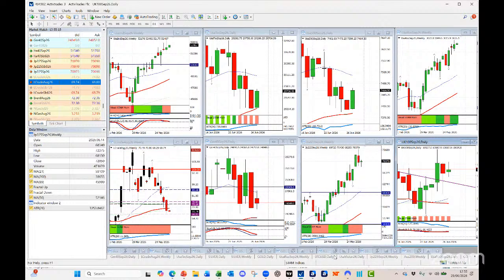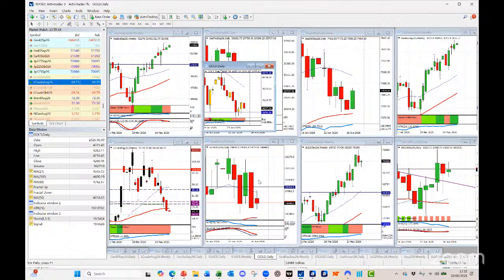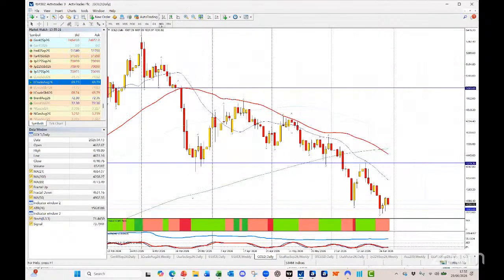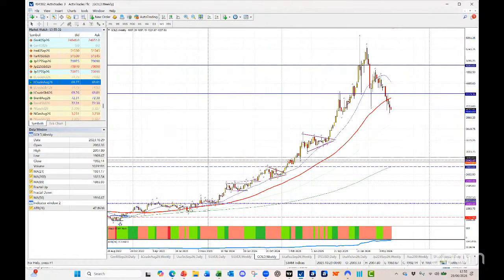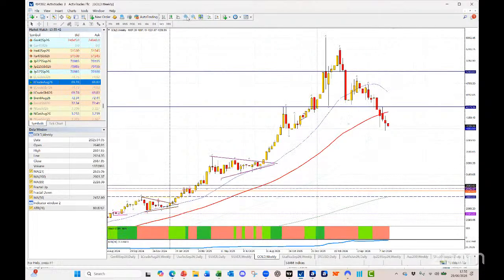Look at a couple of the commodities. Gold, last week we kind of trucked down to 4,000. We're beneath that weekly 50. And if you look at that, it's a good while since we were last closing there, nearly 2 years ago, well, over 2 years ago. So that's quite some move there.